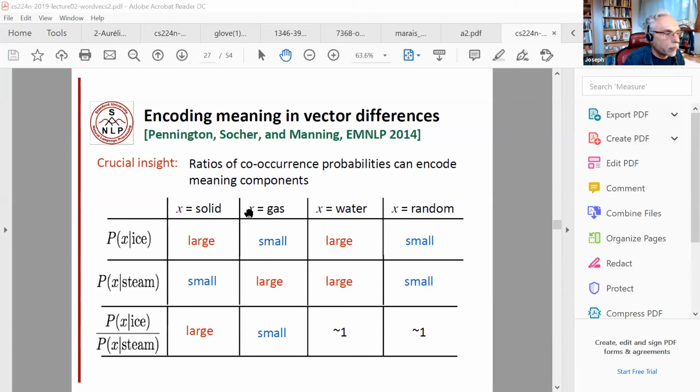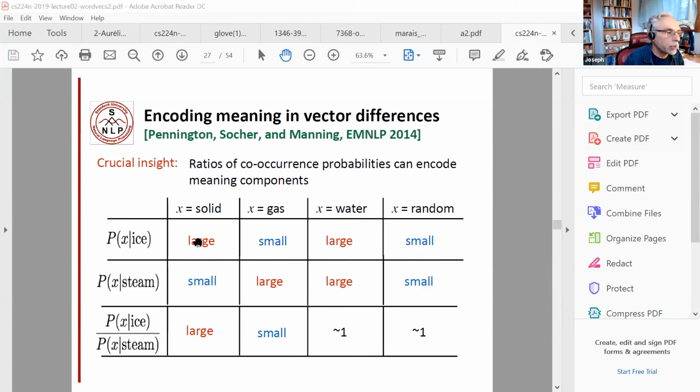But on the other hand, if the word X was gas, the probability of gas being the center word, given that ice is a context word, that should be small. I'm not sure if I'm getting this order correct, if this is the center word and this is the context word, or if it's vice versa. It doesn't matter in this case anyway. If X is the word water and ice, those words do occur near each other, so that's large.